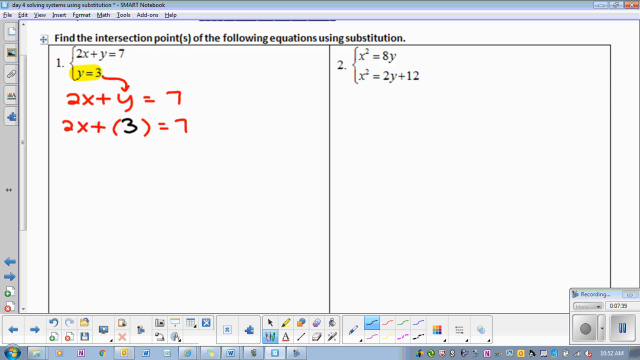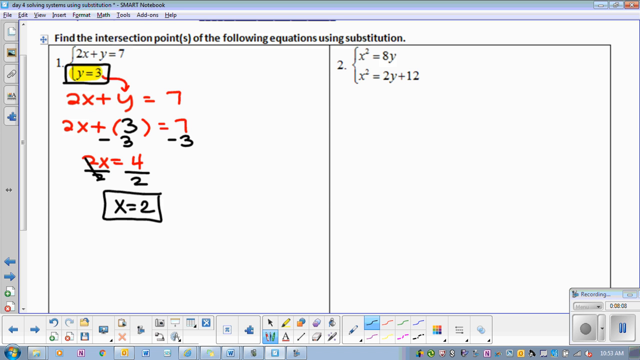So let's solve for x. Minus the 3. We're switching, 2x equals 4. Divide that by 2, and you get x equals 2. Do I need to solve for y? What did they already tell me? They already told me y equals 3.